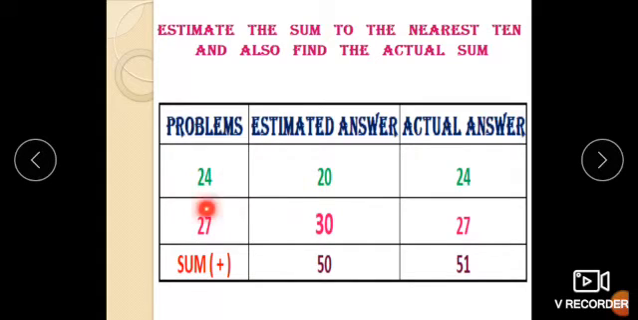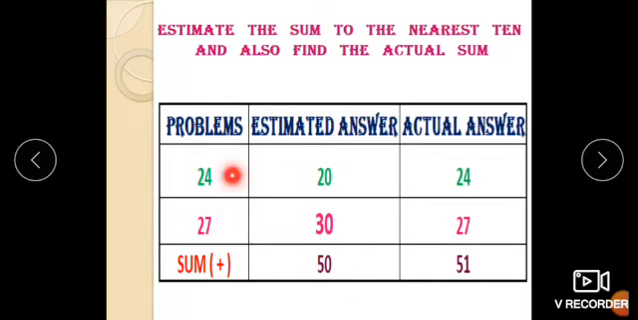Then the next number is 27. 7 is greater than 5, so we use the rounding up rule, which means increasing the value. So 27 is estimated as 30. So we find the sum of 20 plus 30, and the answer is 50.